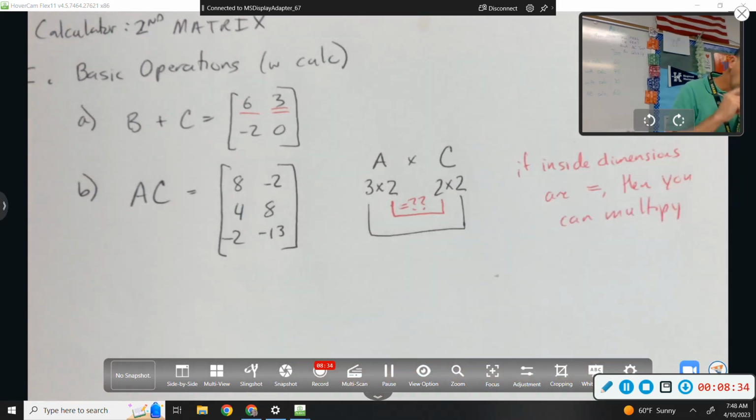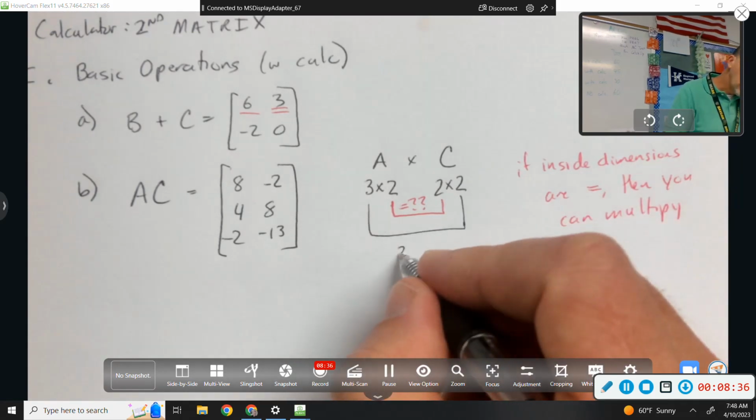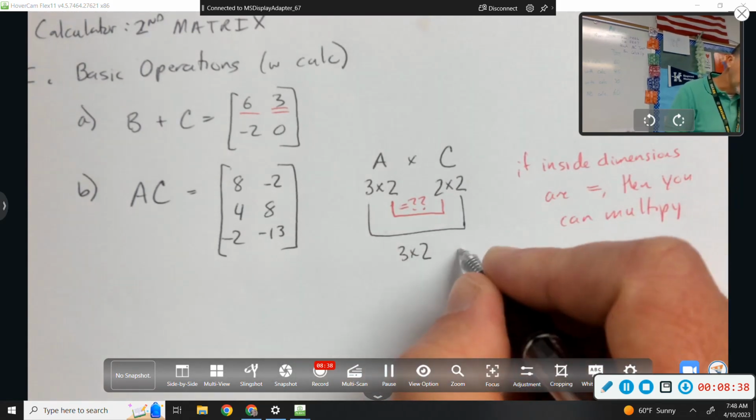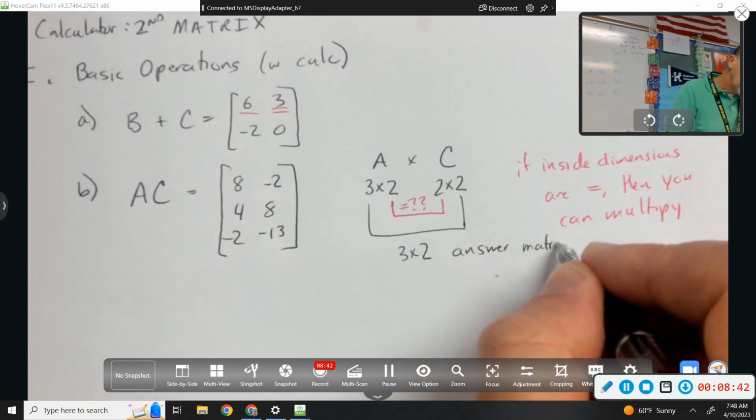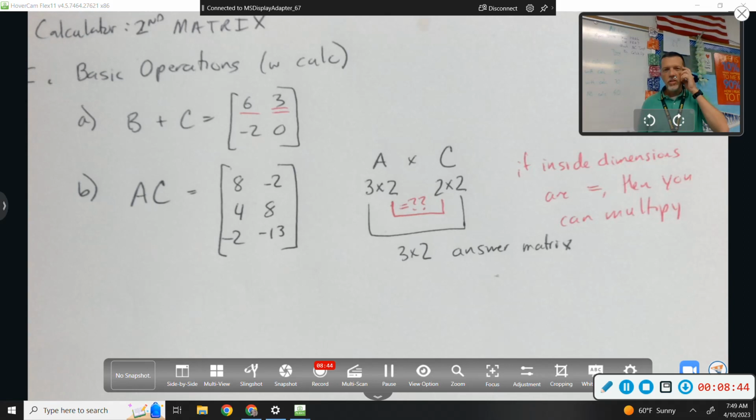And then the outside dimensions is your answer matrix. So that's sort of as deep as we'll go with it. If the inside numbers match, you can multiply, and that means your outside numbers will tell you the dimensions of your answer.